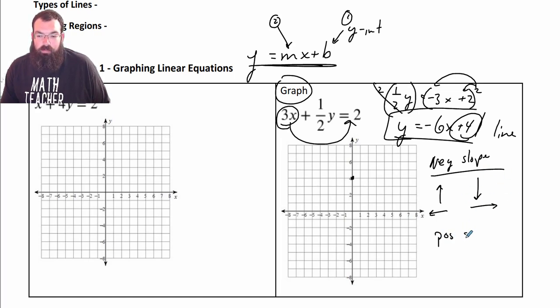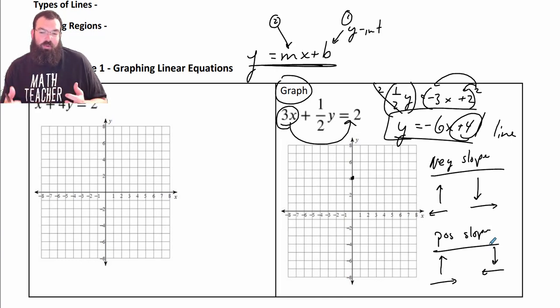Or for positive slope, I could go up and to the right. So up and to the right is both positive. Or I could go down and to the left, because those are both negative, but when you divide them, you get positive. So that's why it's able to work out. And the reason I show you both of these is because sometimes it's going to go off the graph, just like in this case.